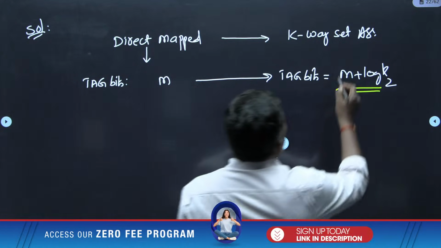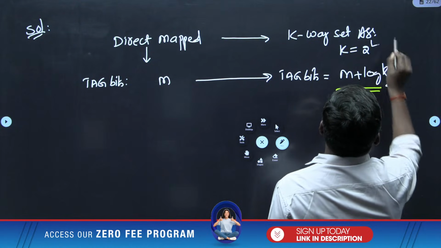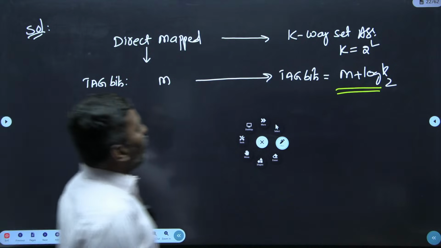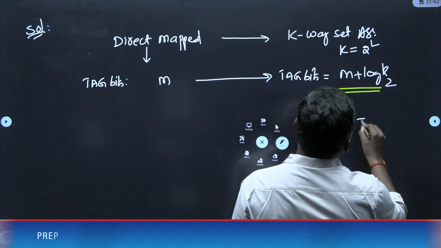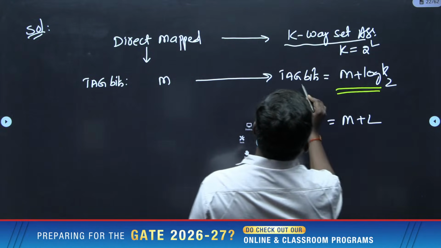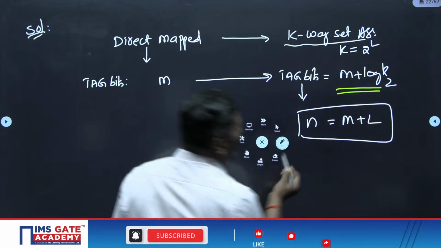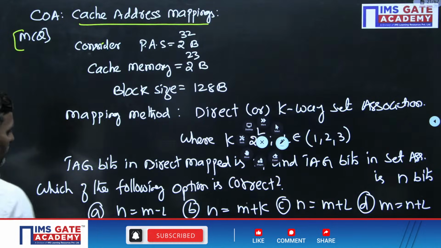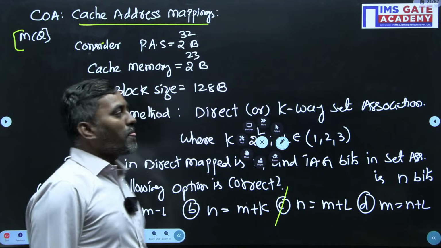Now here in this question, k is given as 2 power of L. If you substitute 2 power L, you will get the tag value as m plus L. So this is the k-way set associative solution. Tag bits is represented by n. So n equal to m plus L is the answer. Direct answer only, right? So option C is the right answer for this question.